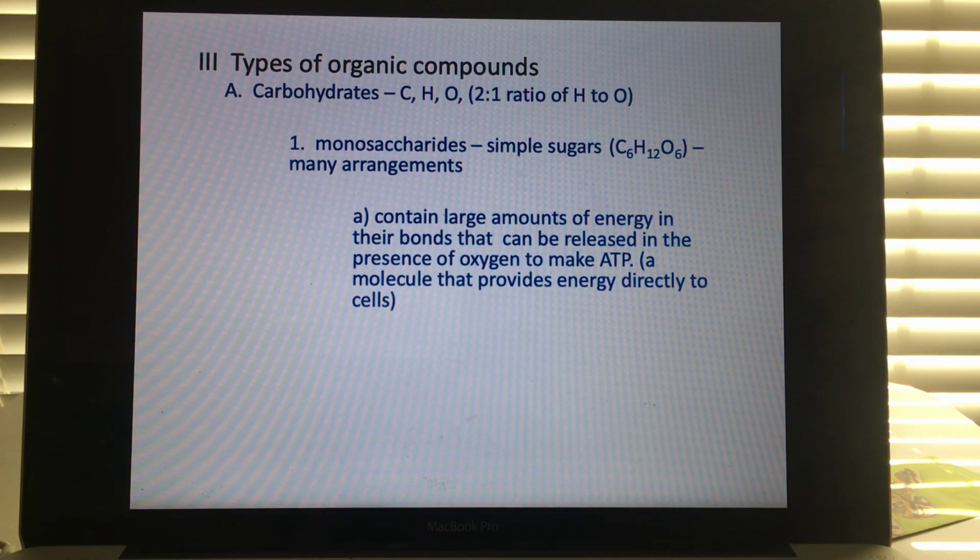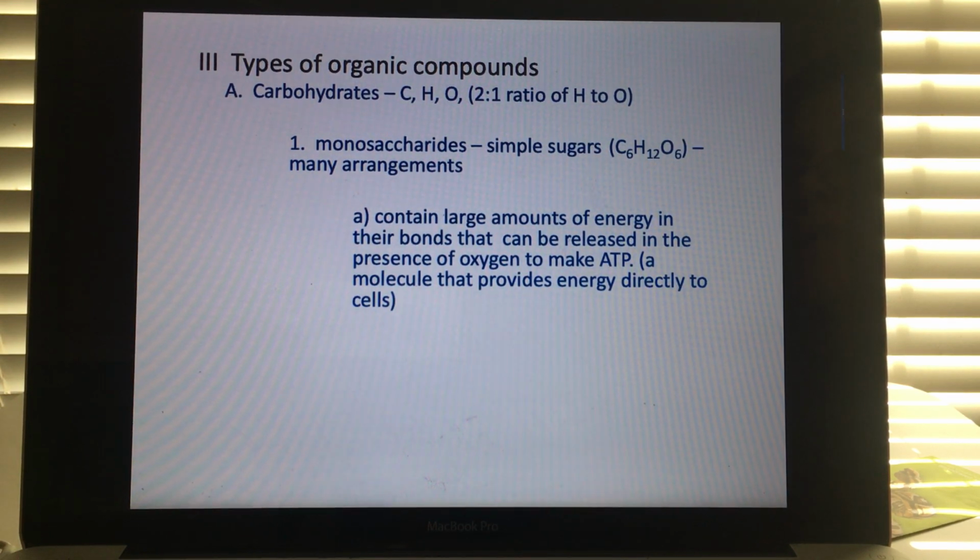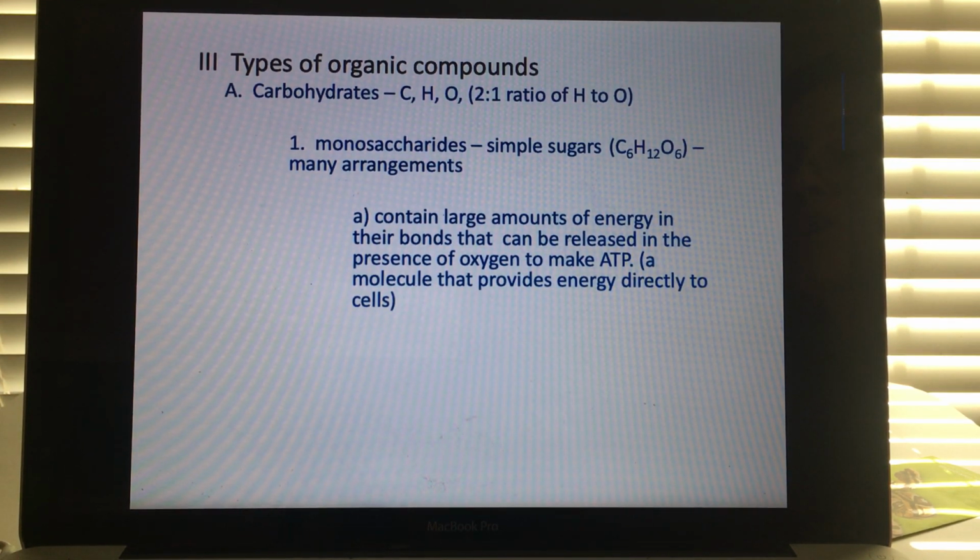Monosaccharides contain a large amount of energy in their bonds that can be released in the presence of oxygen to make a molecule called ATP. ATP stands for adenosine triphosphate, and that is considered the energy currency in cells. So in our bodies, we break down glucose to make ATP, and then our cells use ATP to do work. And we are going to be spending a lot of time talking about ATP in future units.